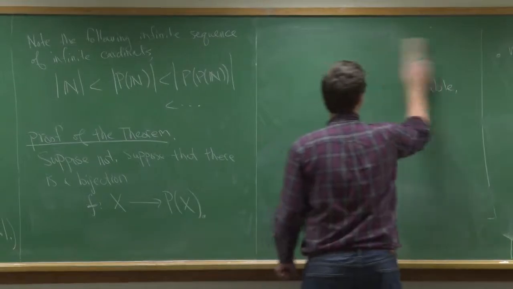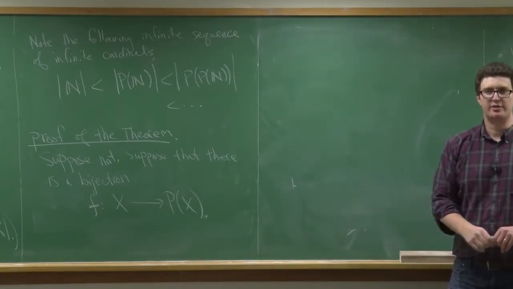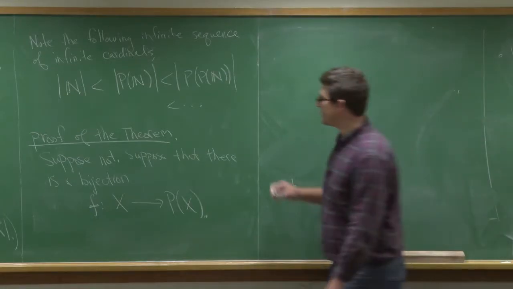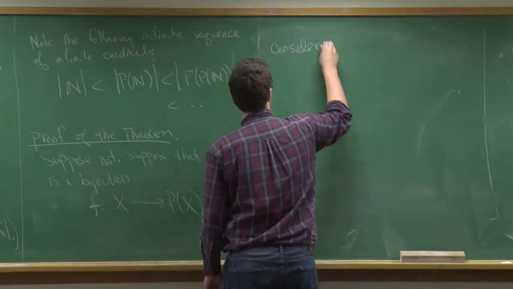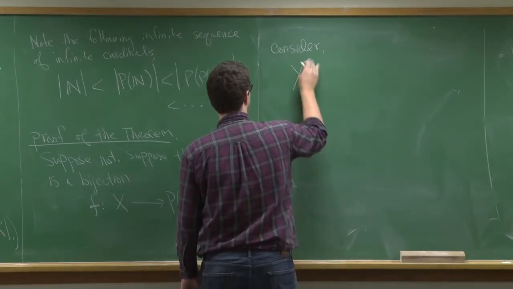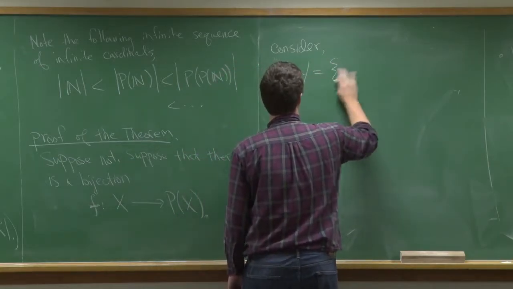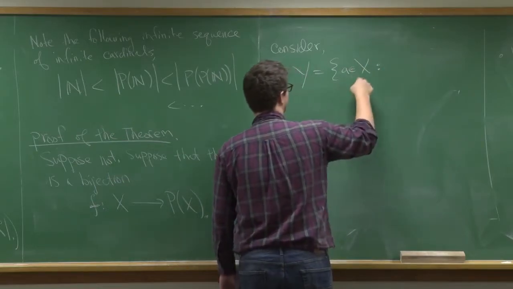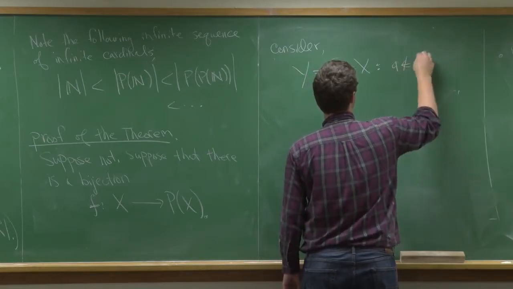All right, and so this is the trick. Here's the trick. Okay? So the trick is we're going to consider a certain set. So we consider the following set, Y. Y is going to be a subset of X. It's the set of, let's call it a in X, because I don't want to do big and little letters, so a in X such that a is not an element of f of a.